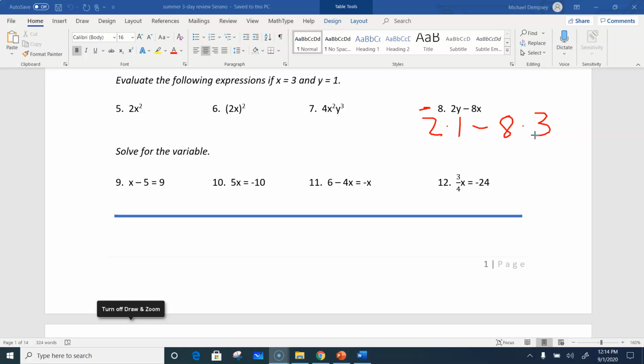So 2 times 1, we'll do that first. That's 2. And now I have 8 times 3, which is 24. So now I have 2 minus 24. That's actually going to be negative 22.